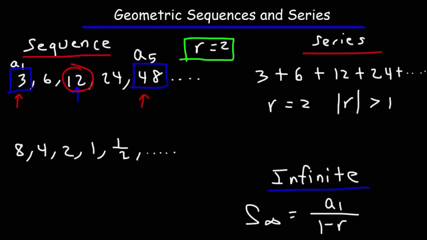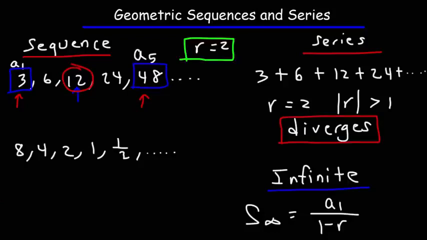When that happens, the geometric series diverges, which means you can't calculate the sum because it doesn't converge to a specific value. If you keep adding these numbers, it's not going to converge to a value. It's going to get bigger and bigger and bigger.